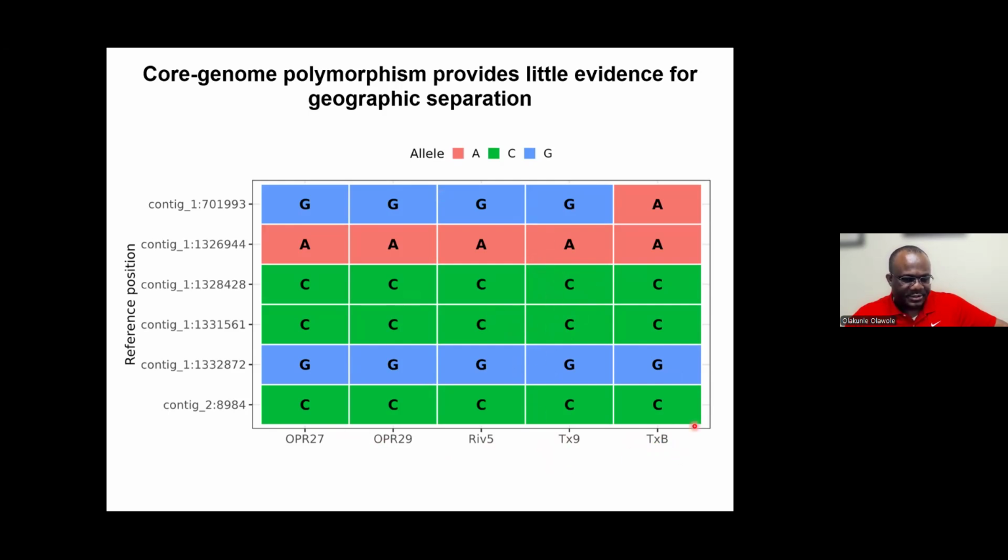In other words, we didn't see a particular SNP that was conserved within the Texas strains, and some that were conserved within the California strains. So these results provide little evidence for geographic structuring at the core genome level.